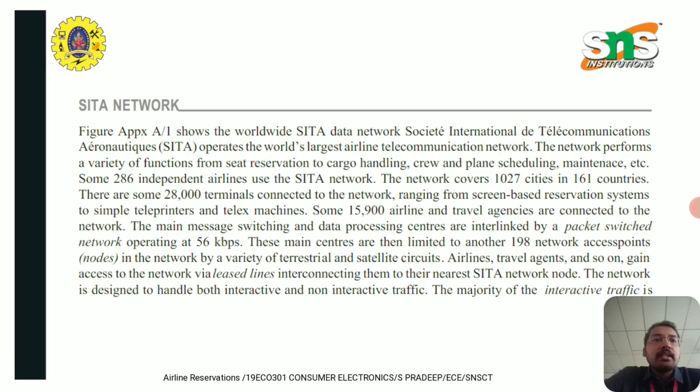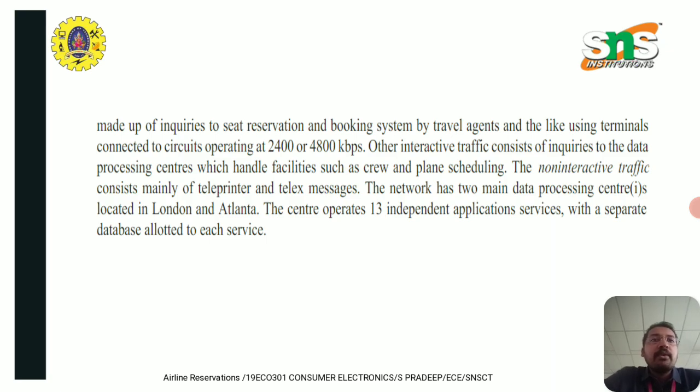The main message switching and data processing centers are interlinked by a packet switched network operating at 56 kbps. Airlines, travel agents, and so on gain access to the network via leased lines interconnecting them to their nearest SITA network node. The majority of the interactive traffic is made up of inquiries to seat reservation and booking systems by travel agents and the like, using terminals connected to circuits operating at 2400 or 4800 bps.